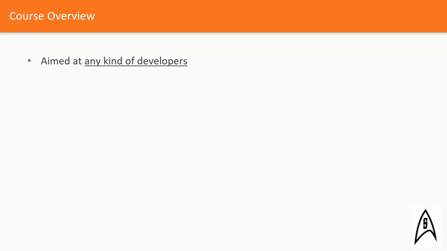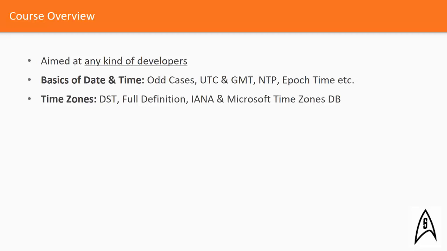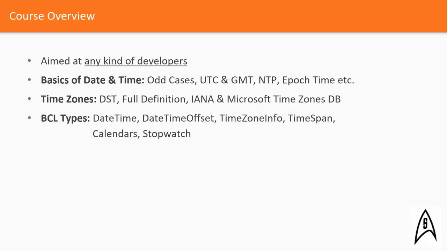In short, the course covers the following topics: date and time fundamentals, including Gregorian calendar, UTC, GMT, atomic time, how computers store time, NTP, date and time formats based on standards and specifications, Epoch time and Unix time, date and time scope and perspective, time zones, including definition, the complex one, daylight saving time, or DST in short, providers such as IANA or TZDB and Microsoft, date and time in .NET.